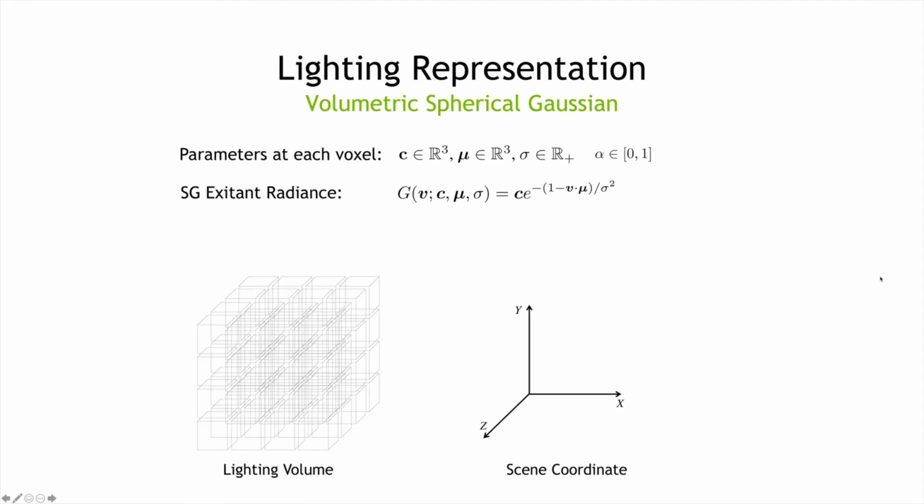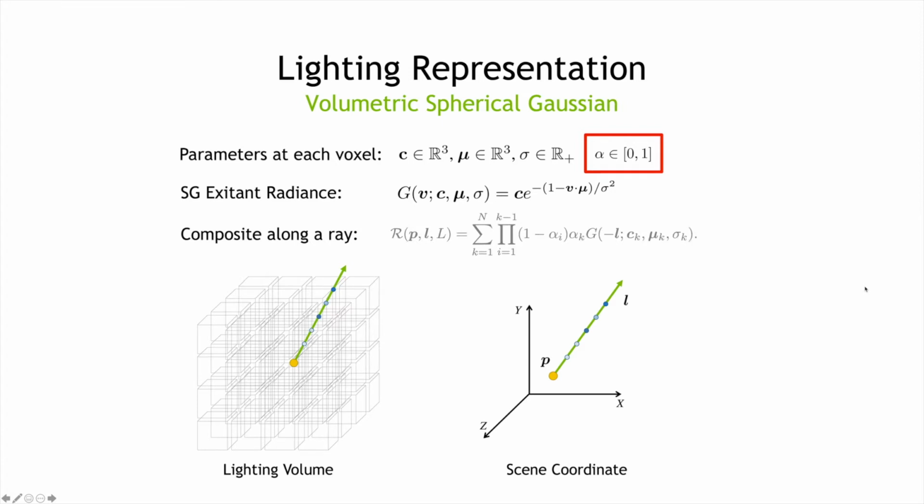In addition, each voxel is also assigned an alpha value indicating opacity. The illumination at any spatial location and viewing angle can then be rendered by volume rendering. If we want to compute the radiance at position P and viewing angle L, we can shoot a ray and select equally spaced points along the ray. Then we use the alpha channel to composite the radiance along the ray.